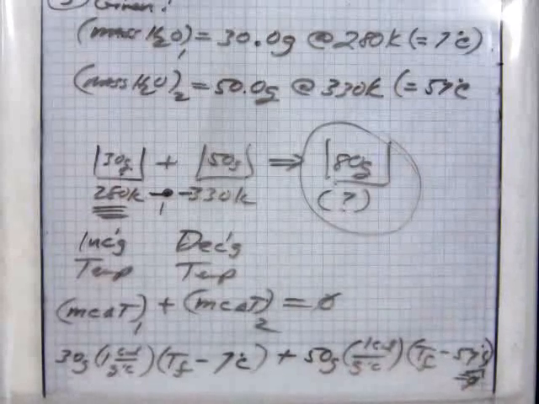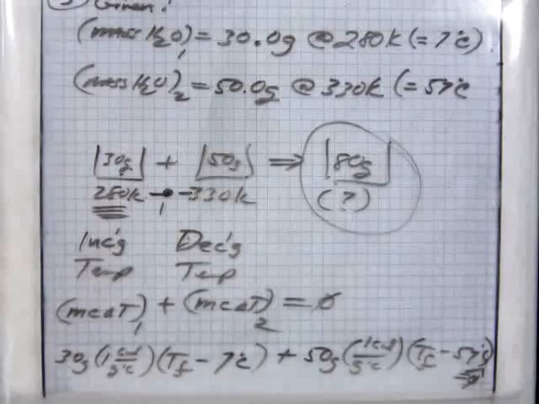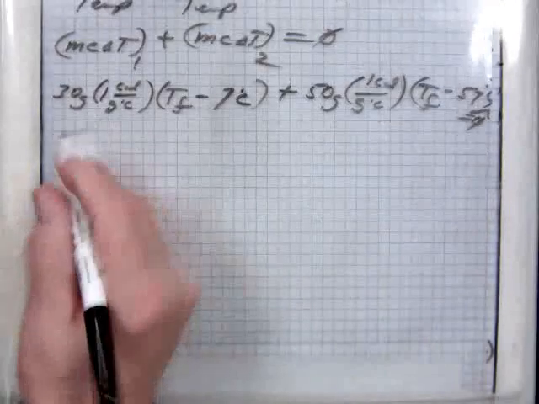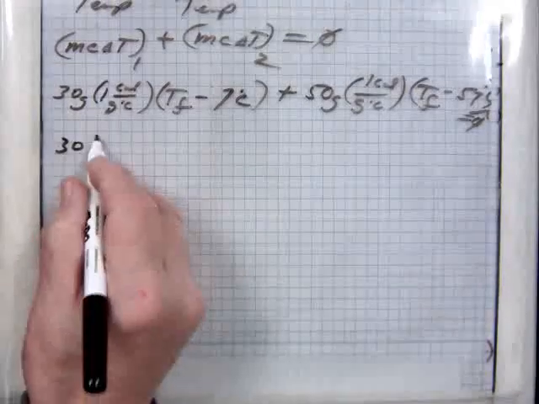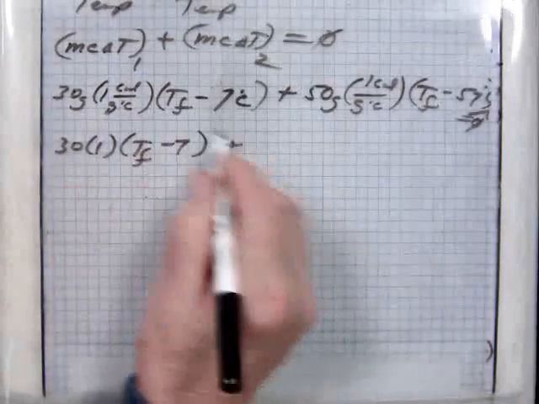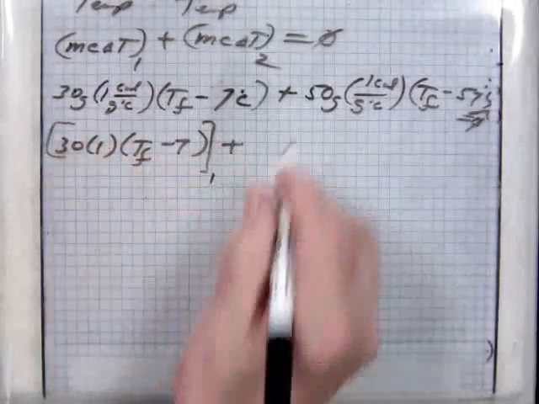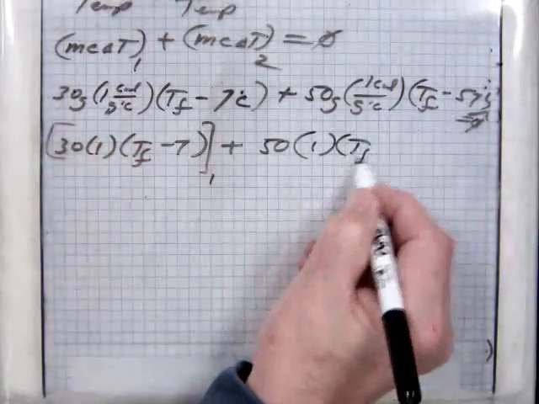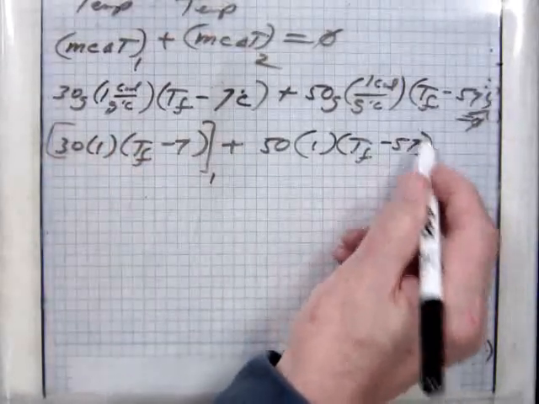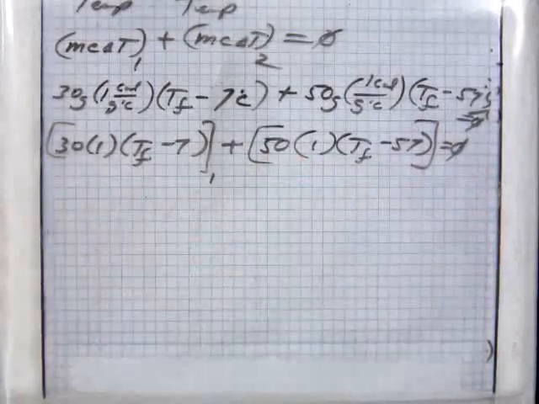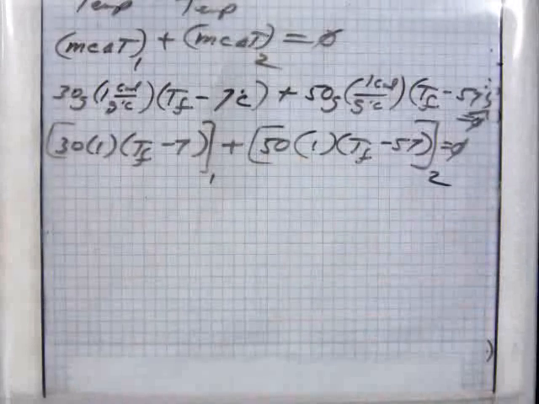Now all you got to do is solve for the TF in this problem. Well, what's TF going to be in degrees C? So I'm going to drop out all the units, and I'll go 30 times 1 times TF minus 7 plus, and we'll make that number 1, and that's 50 times 1 times TF minus 57, and that's equal to 0. Now, wouldn't that be easier to solve?